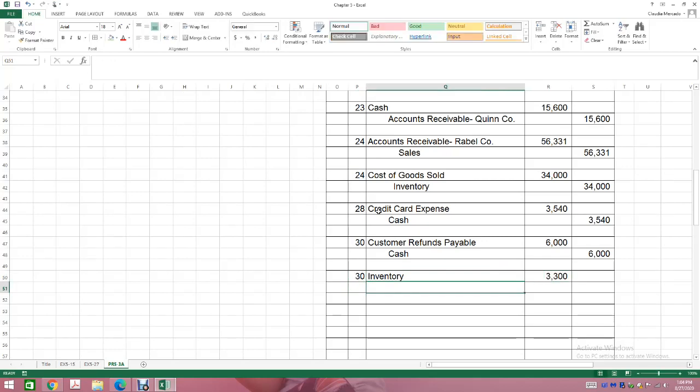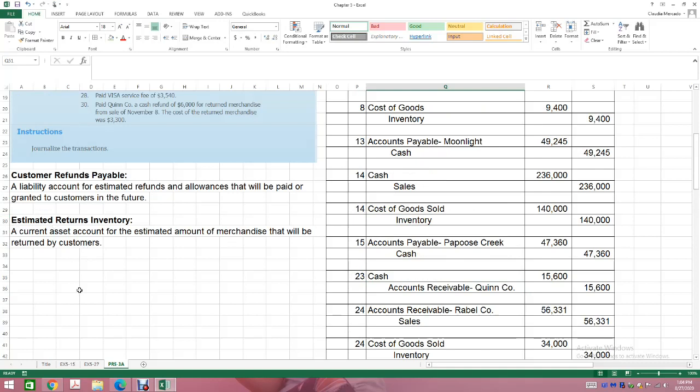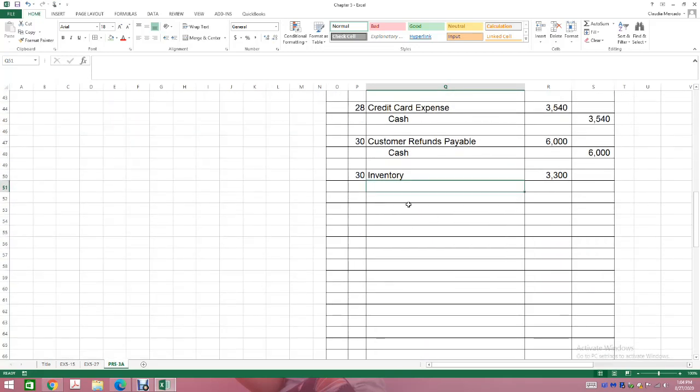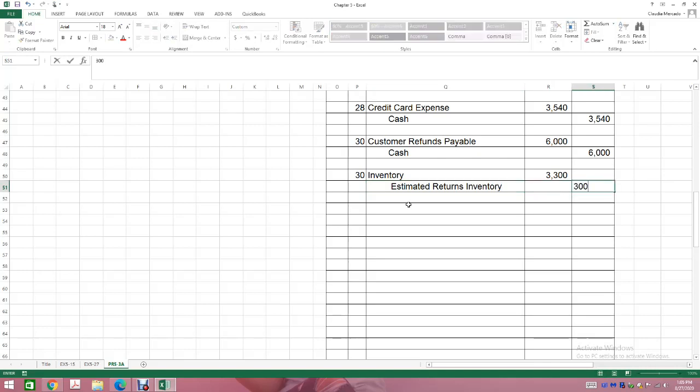Then this chapter also introduces us to another account called Estimated Returns Inventory. This is basically a current asset account for the estimated amount of merchandise that will be returned by the customer. It says here that for the cash refund for returned merchandise from the sale of November 8th, the cost of the returned merchandise was $3,300. So I'm going to debit my inventory and I'm going to credit my estimated returns inventory for $3,300.